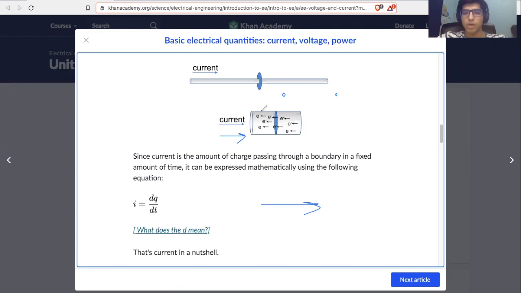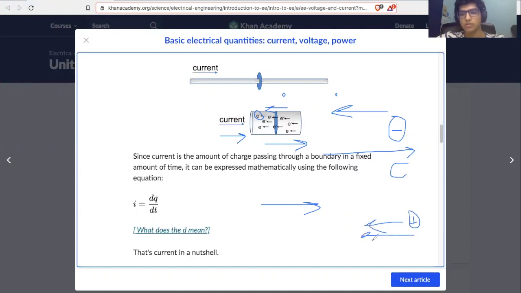Because we have electrons moving in this direction, the current is in the opposite direction, because electrons are negative particles. So when negative particles move this way, we say the current is this way. And when positive particles move this way, we say the current is this way. So current is basically the movement of positive charge.